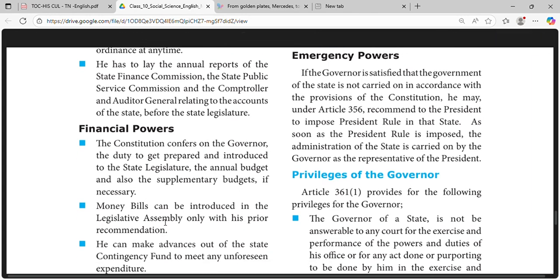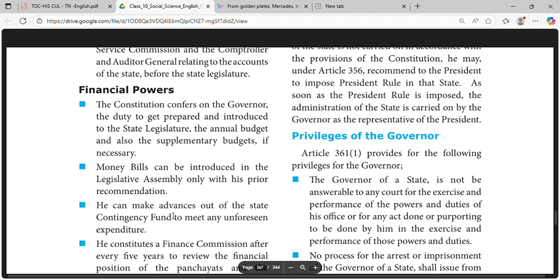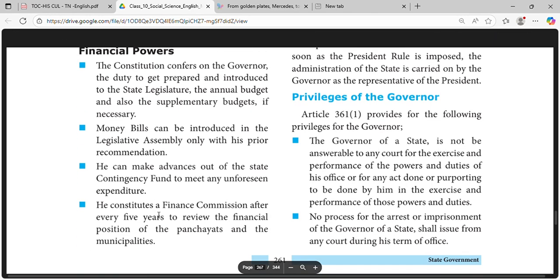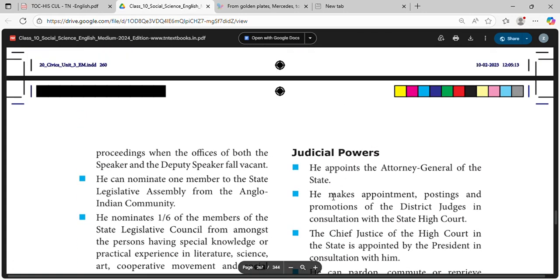Money bills can be introduced in the legislative assembly only with the prior recommendation of the governor. He can make advances out of the state contingency fund to meet any unforeseen expenditure. He constitutes a finance commission every 5 years to review the financial position of the panchayats and the municipalities. He appoints the advocate general of the state.